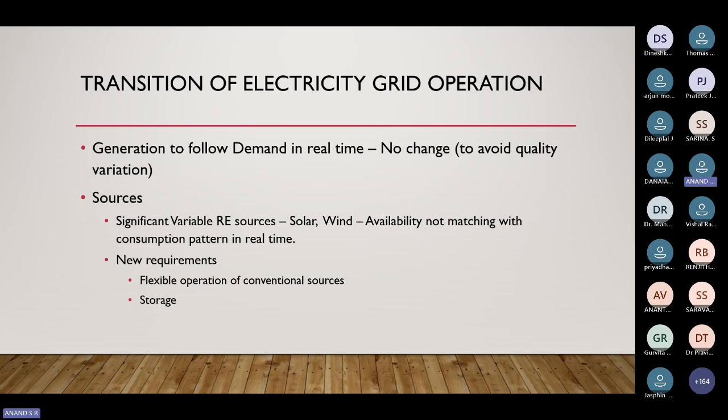Now, with the transition of electricity, there are changes in grid operation. One thing is that generation has to follow demand in real time; there is no change in that. We need to ensure that quality of supply is always maintained. The sources are very variable. Our resources are solar and wind, and the availability from these sources does not match the consumption pattern in real time. That is the issue that we are facing.